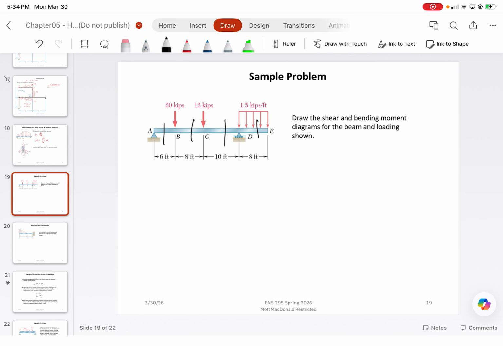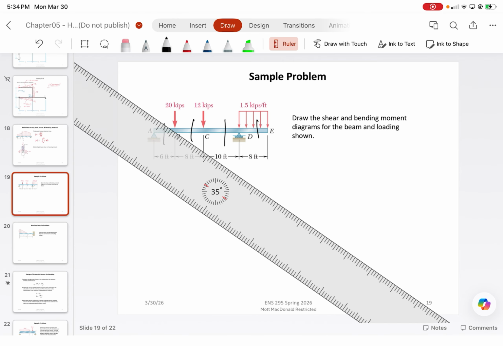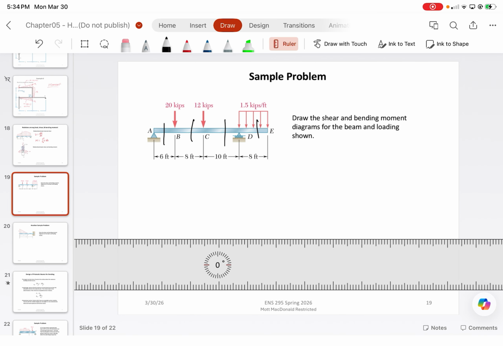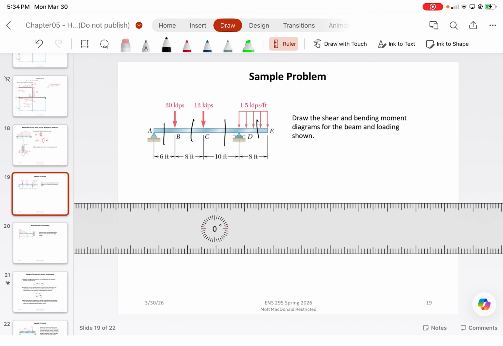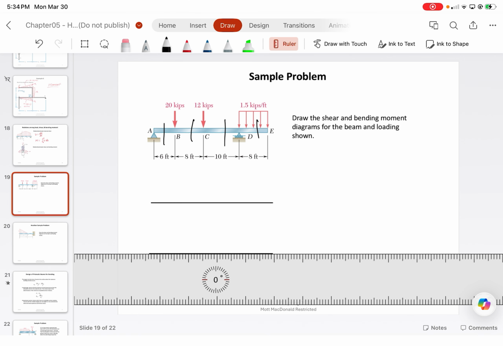So what we first want to do, like any other problem, is determine our external reactions. We're going to have an AY and a DY, and then because there's no forces applied in the X direction, we will not have any X reaction forces. So can you guys really quickly calculate what the reaction forces would be?